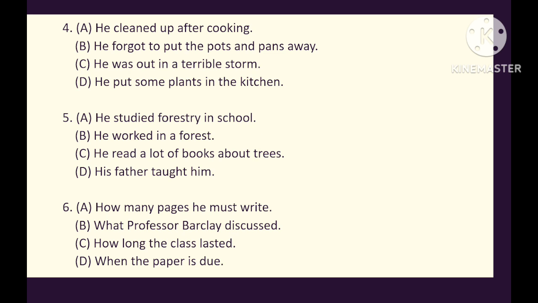Number 5. How did you learn so much about trees? Mostly from my father. He studied forestry in college. How did the man learn about trees? Number 6. Hello. Hi, Tom. This is Brenda. Since you couldn't come to class today, I just thought I'd call to tell you what Professor Barkley told us. He said we're going to have to write a research paper. Really? And how long do we have to finish it? What does Tom ask Brenda?